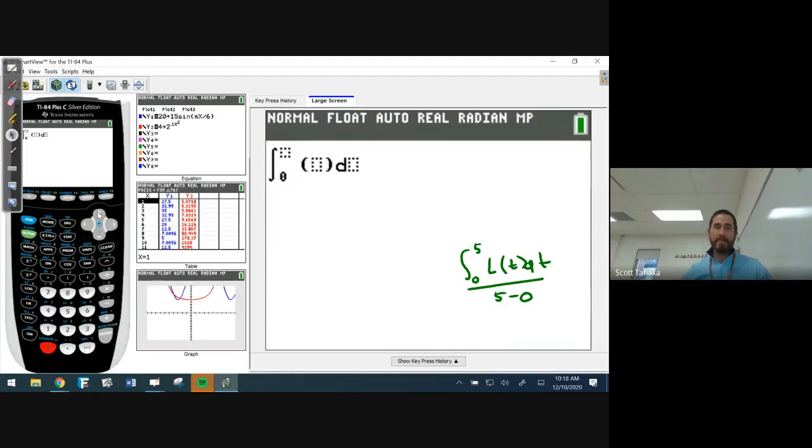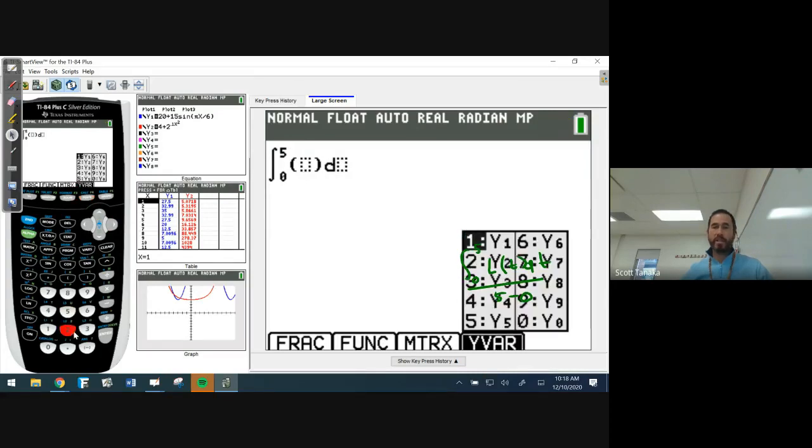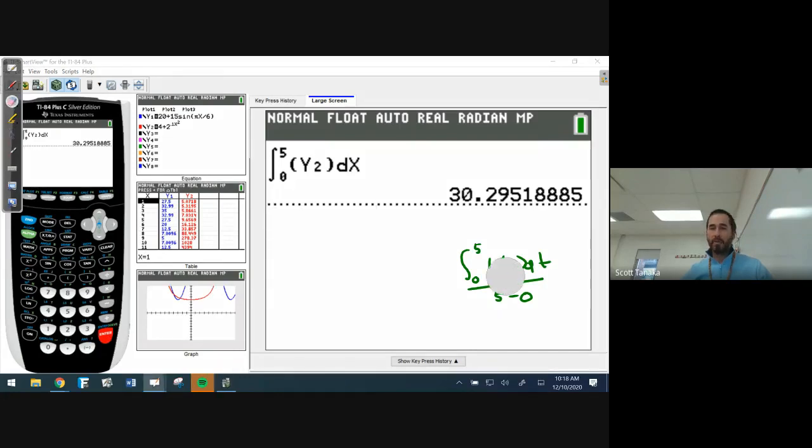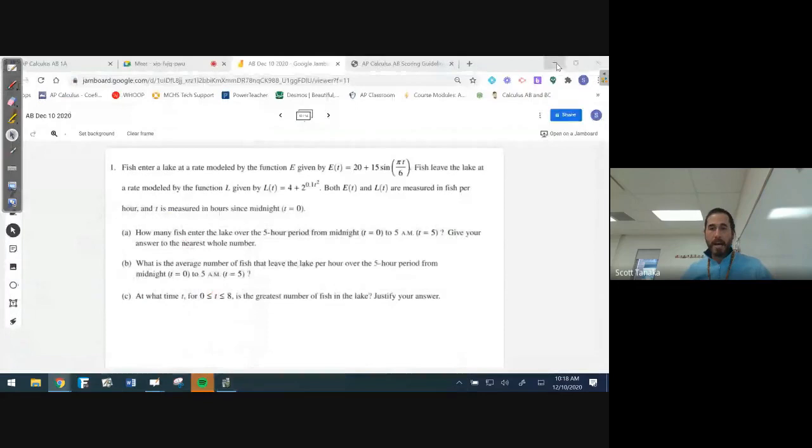Okay, so this one here, we're from 0 to 5 again. But this time, it says the average that leave. So that means I have to hit alpha trace, and I'm going to choose y2 this time. But I still plugged it in with x's, so it's got to be dx. So there we go. 30.295. I can't remember how it told me to round. If it doesn't say to round, you have to say 30.295. Let's see, did it tell us to round?